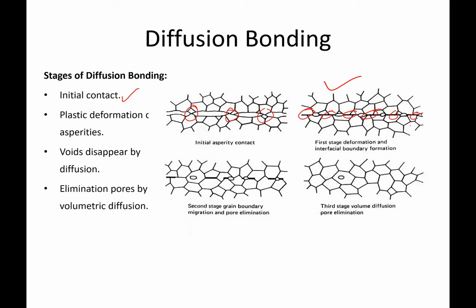The continued diffusion across the interface leads to the disappearance of the voids. Voids will be getting localized, and that will be facilitated through the diffusion, and then the continued diffusion will lead to the complete disappearance of the interface. Here in this third diagram we can see that the interface is present here and there along with the voids, and thereafter in the next stage the voids are very localized here and there. This is facilitated through volumetric diffusion. So these are the different stages through which a diffusion bond is developed.